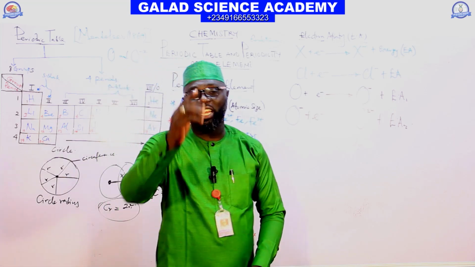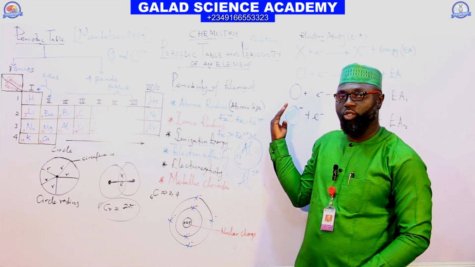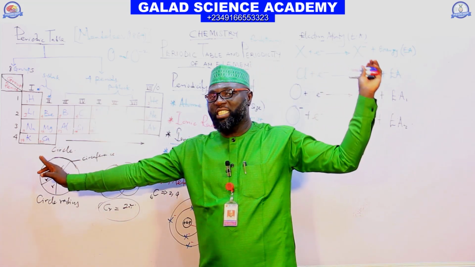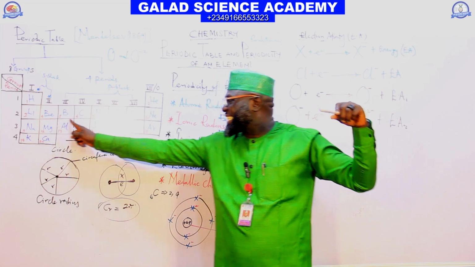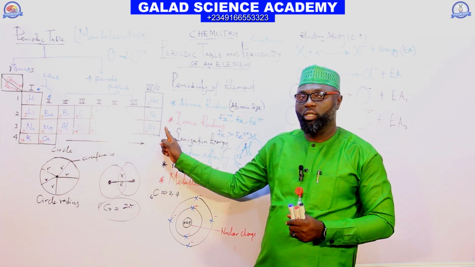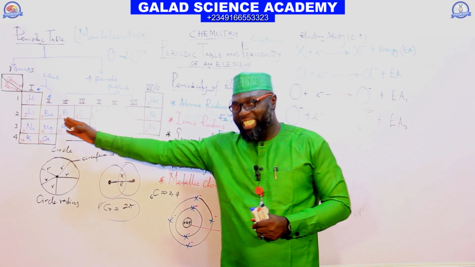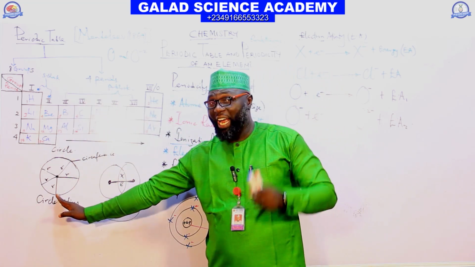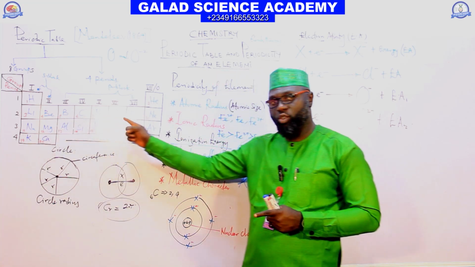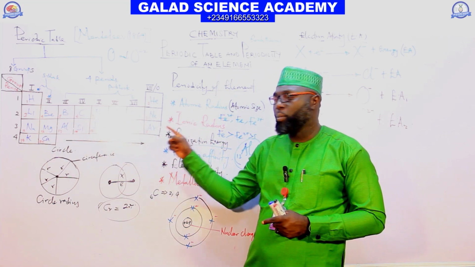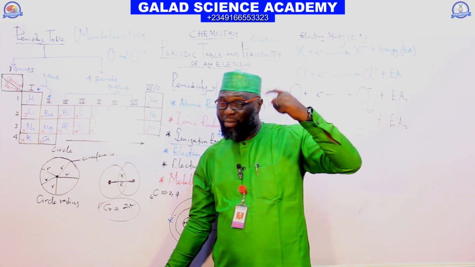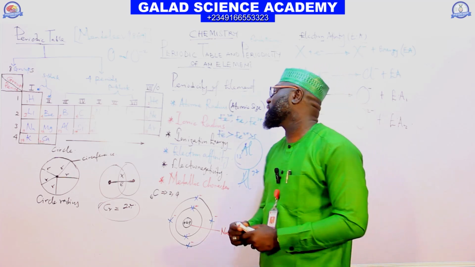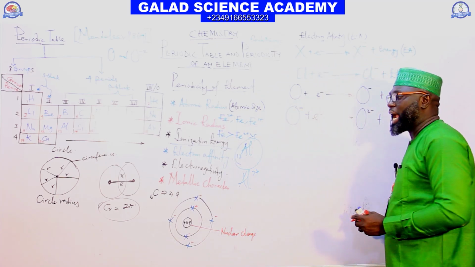Ionization energy increases across the period and decreases down the group. Electron affinity, however, decreases across the period, but increases down the group. It is the same reason as with ionization energy, which is nuclear charge.